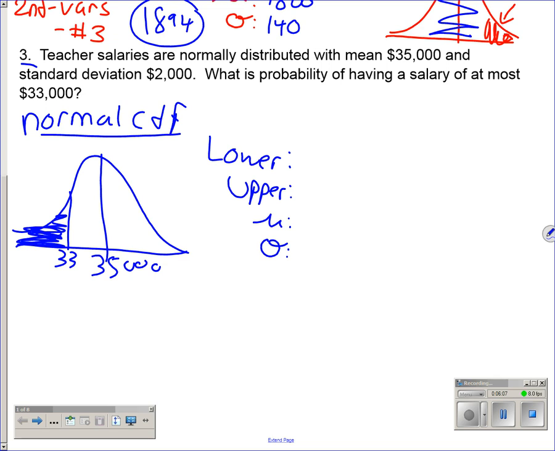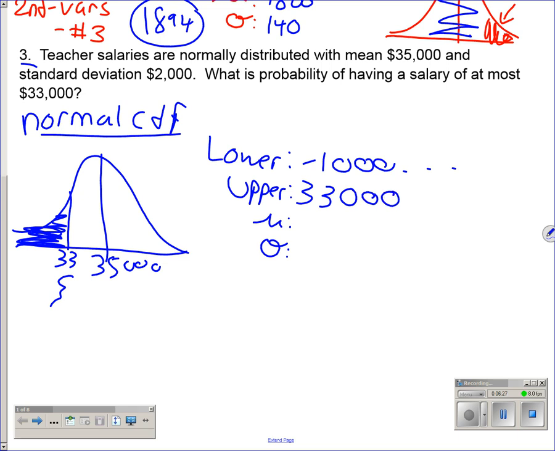Negative a bajillion, right? Yeah, it's negative because we're going to the left, but make it really, really small. You could put 0 or negative a bajillion. Okay. What about my upper? How far right am I going? Yeah, 33,000.